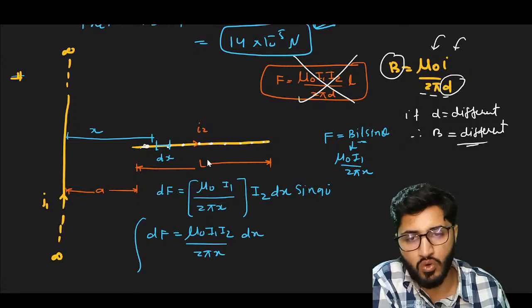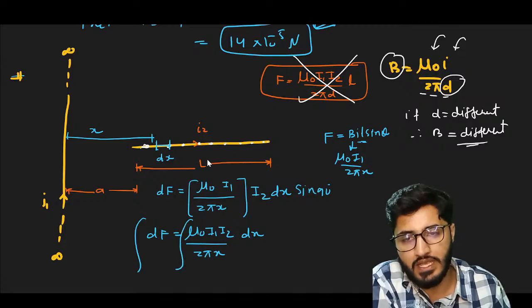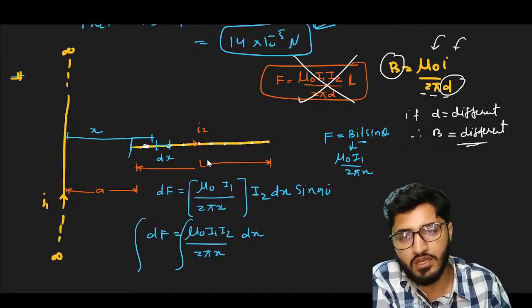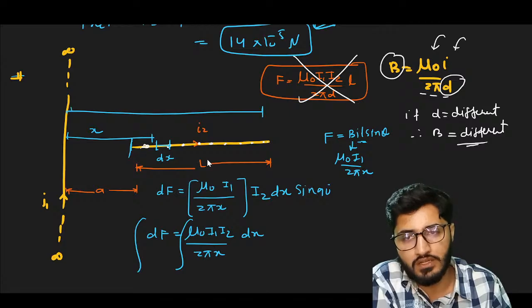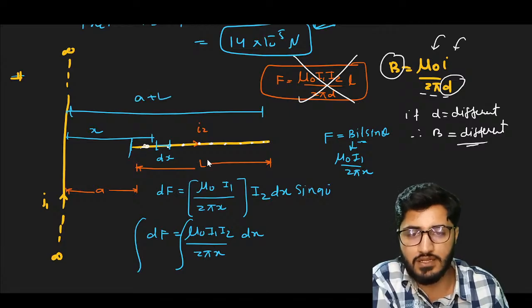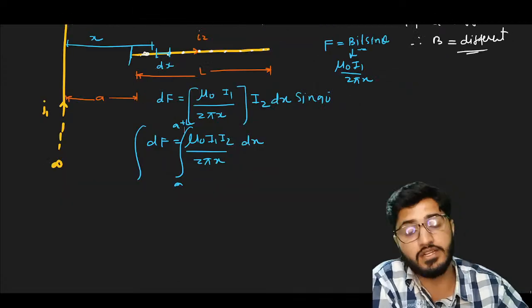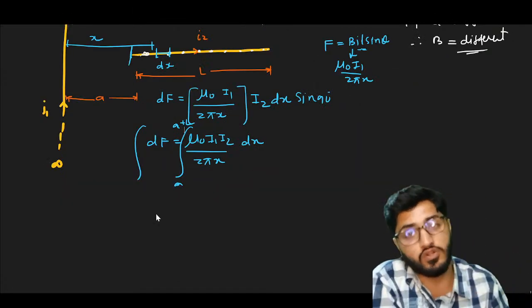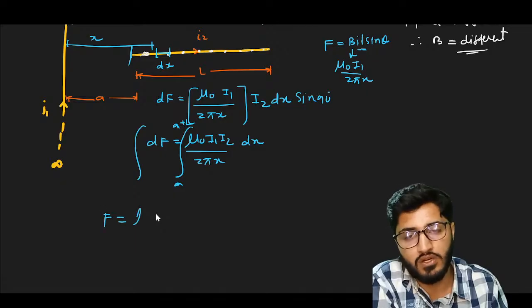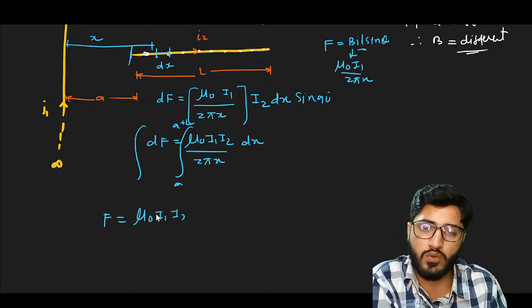But I want the whole F from A to this one. Is it A to A plus L? Yes, sir. We had done this calculation in our electrostatics first class also. So F came out to be mu naught constant, I1 I2 constant, 2 pi constant, then the integration of 1 by x dx from A to A plus L.